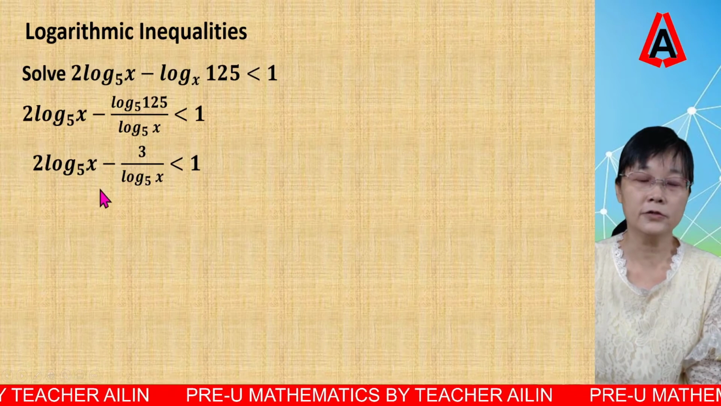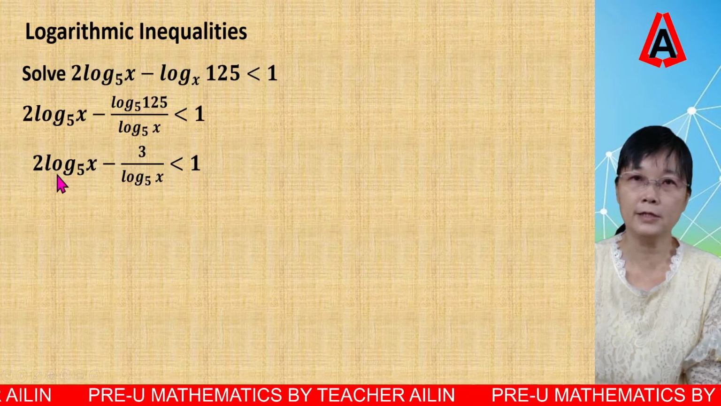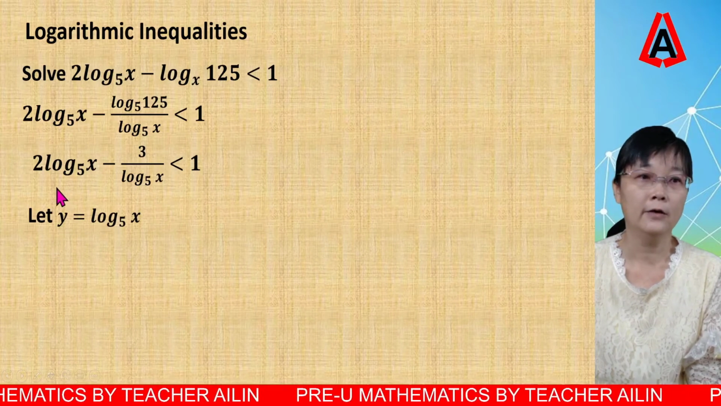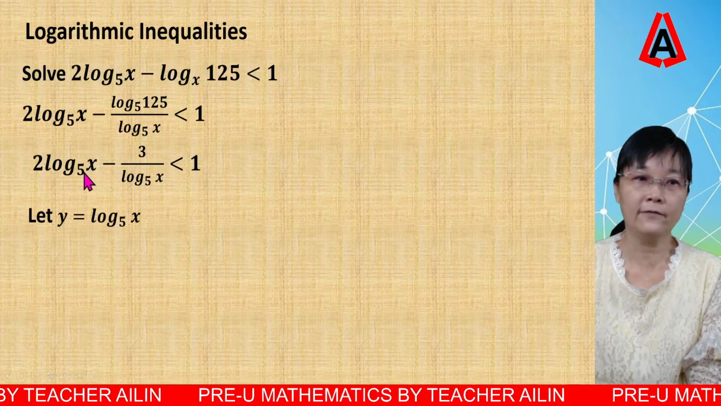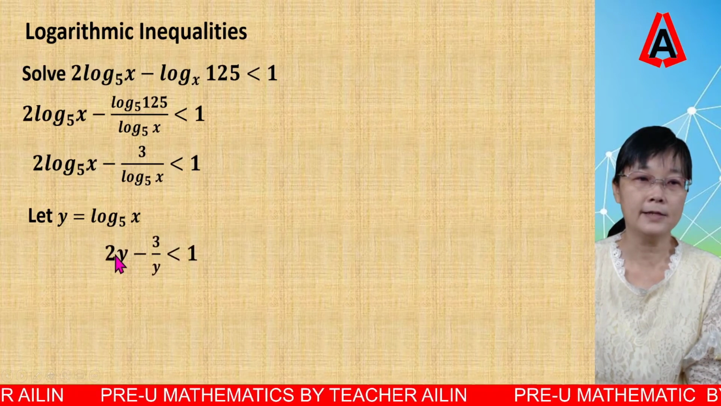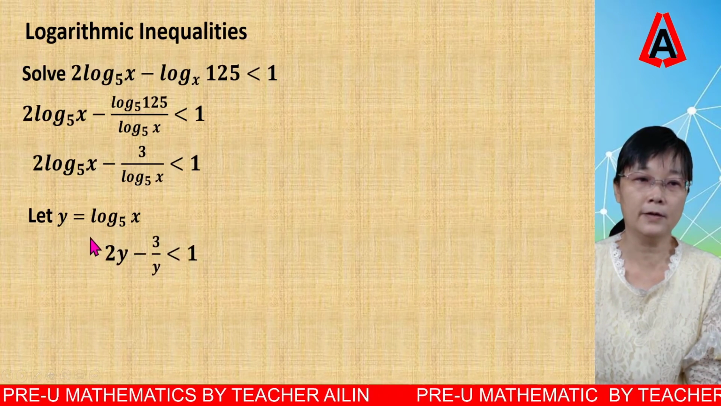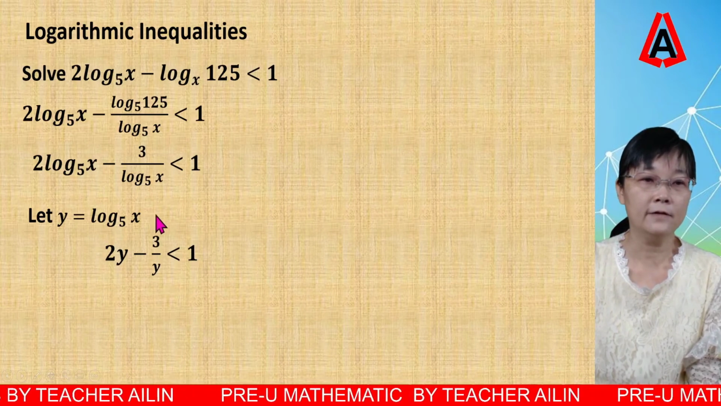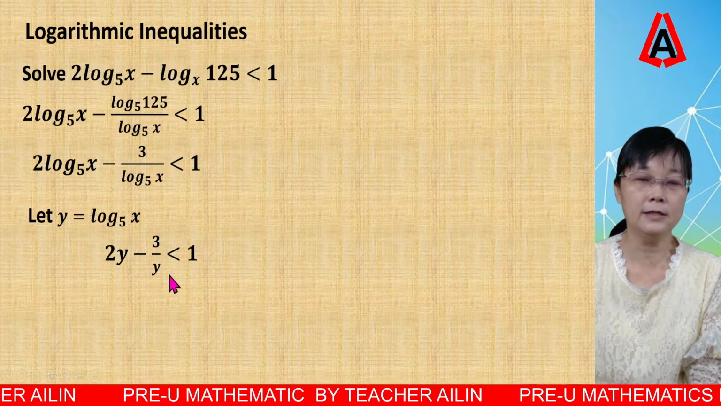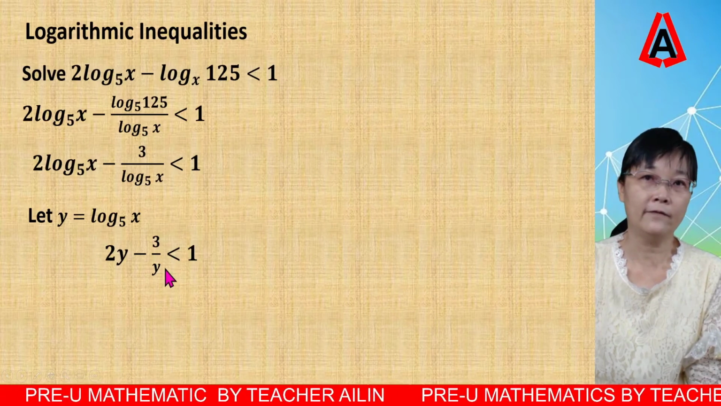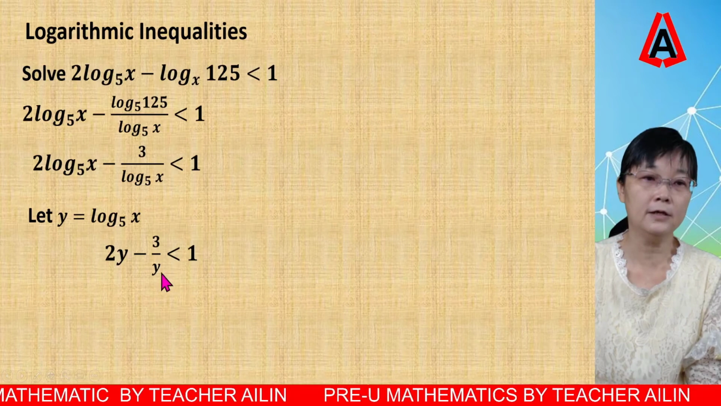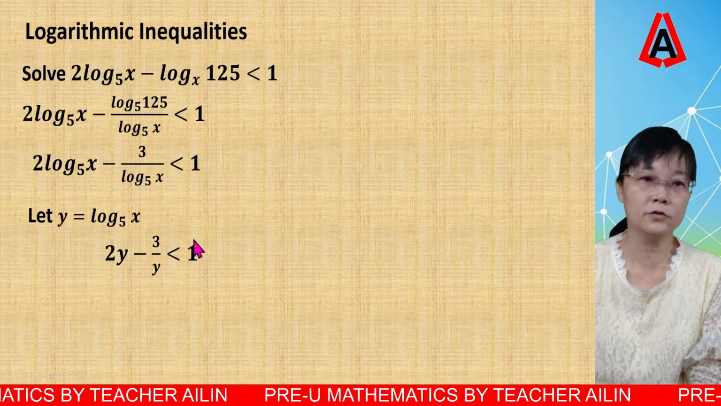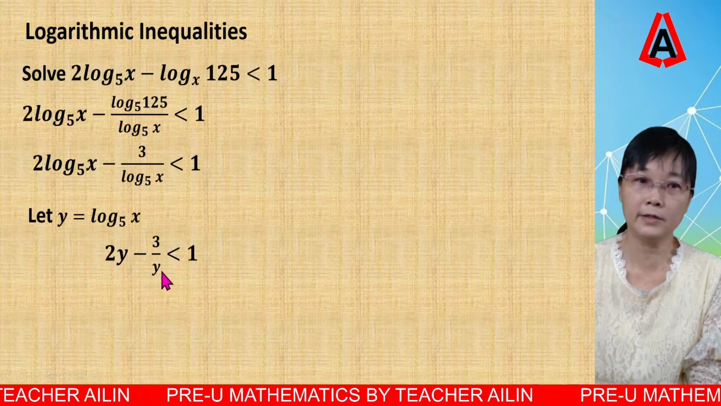And in order to make this inequality become an easier one, now I try to replace y with logarithm x with base 5. So after I replace, I'll get this one, where I can see that the inequality becomes easier. Now to solve this inequality, based on what we have learned in inequality, if the denominator is an unknown, we are not allowed to do any cross multiplication.